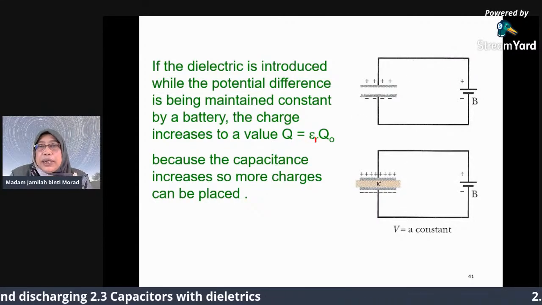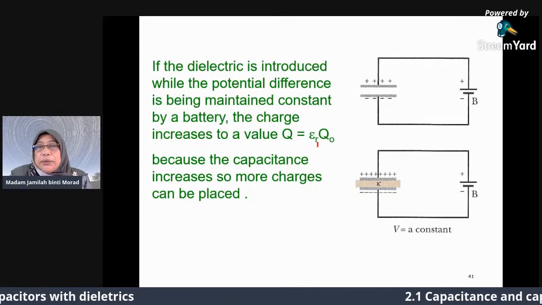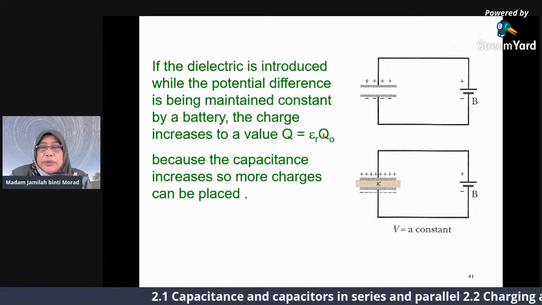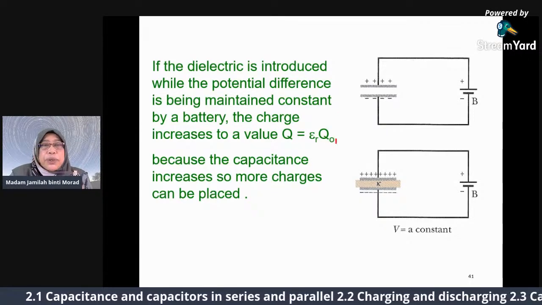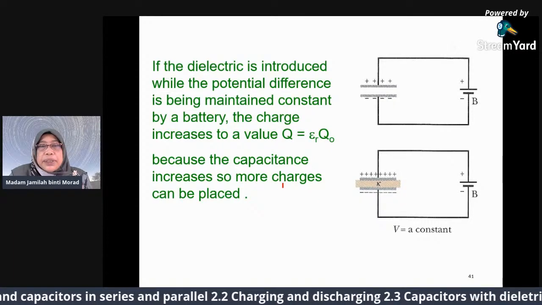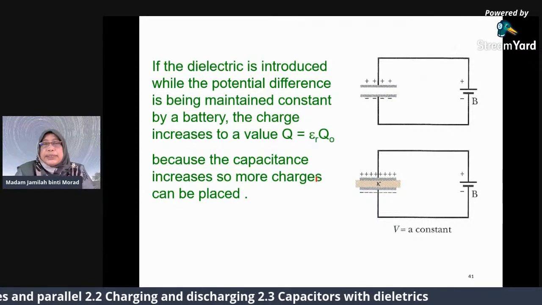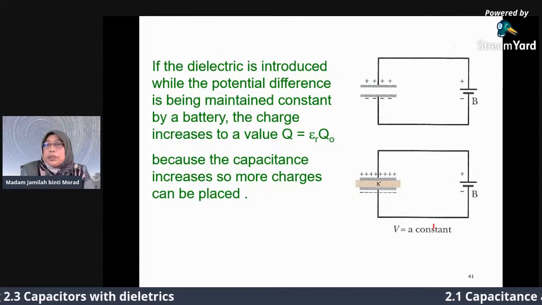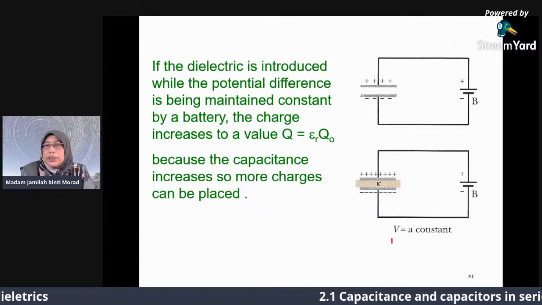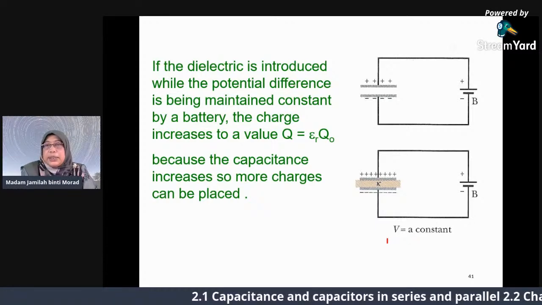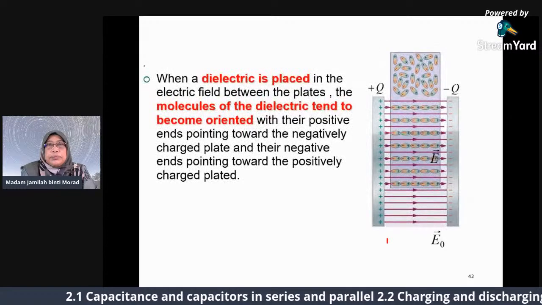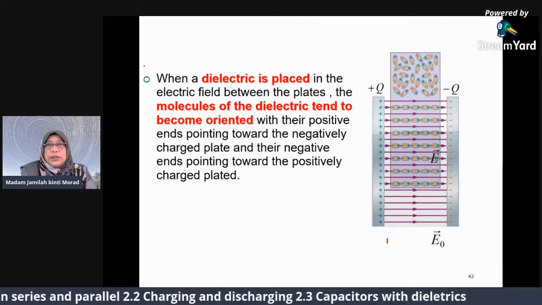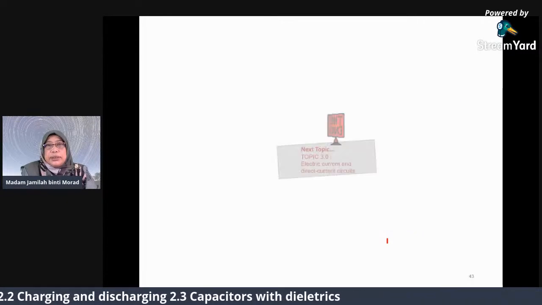Q equal to epsilon R times Q naught, epsilon R more than 1. So Q, when you insert the dielectric, is more than Q in vacuum because the capacitance increases, so more charges can be placed. V here is equal to V of your battery. Then you can store the maximum value of charge. Already explained this just now, previous slide.